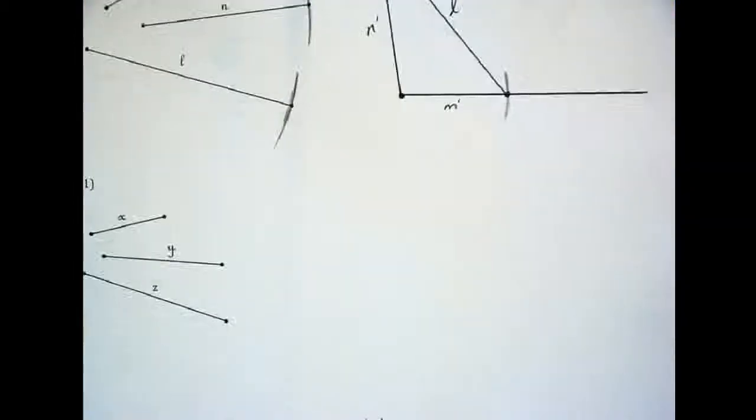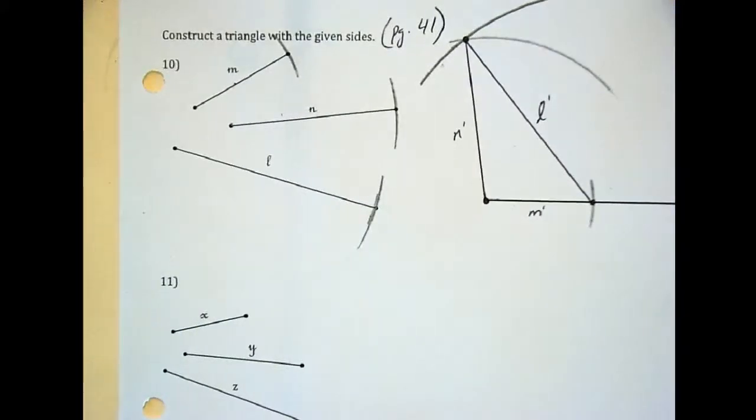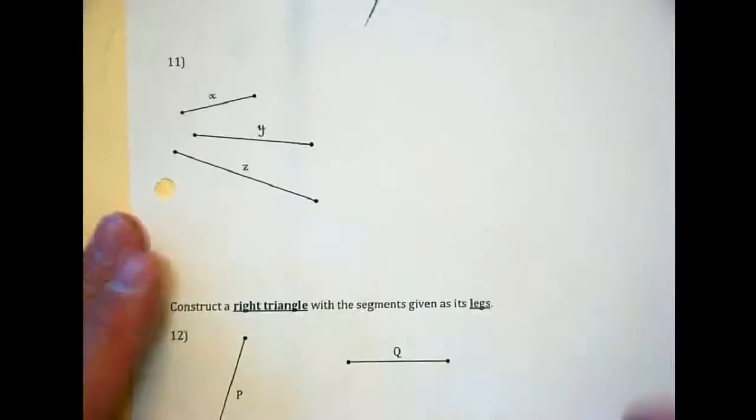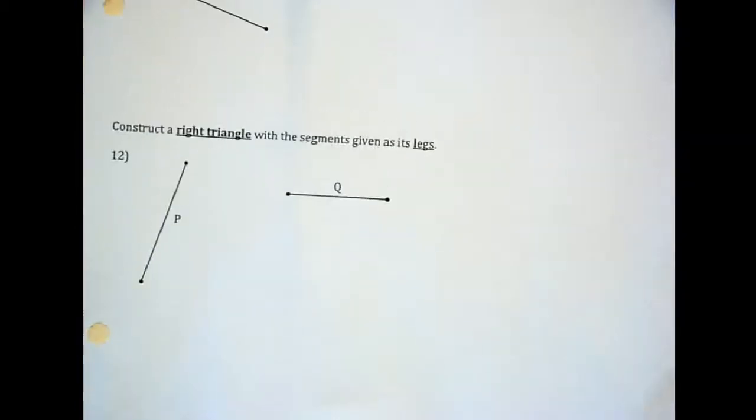Okay, I want you to try number 11. Try your own triangle there. Very good. So our last construction is going to be a right triangle. Now, a right triangle means you have what?